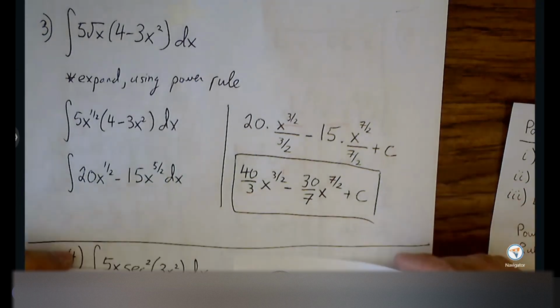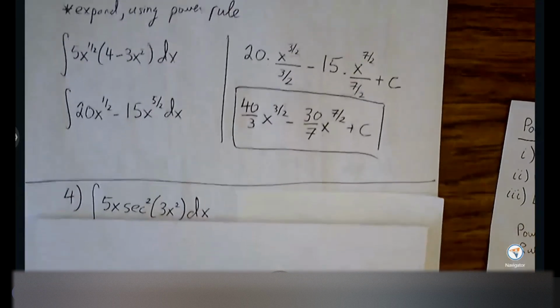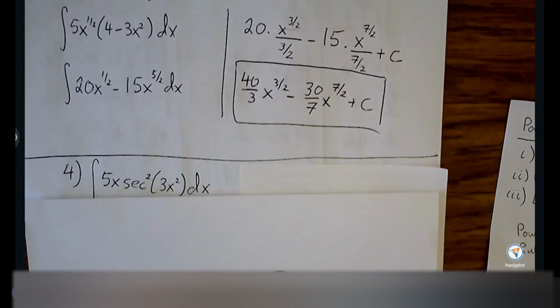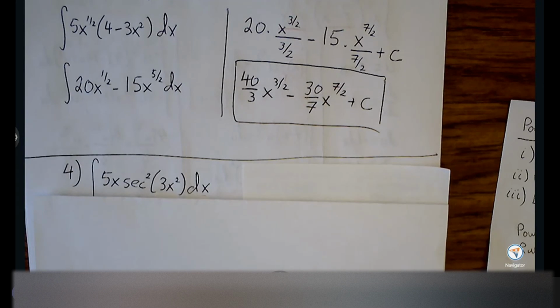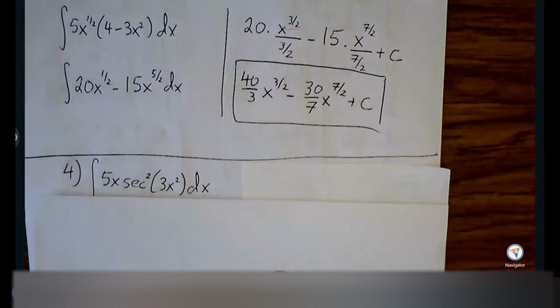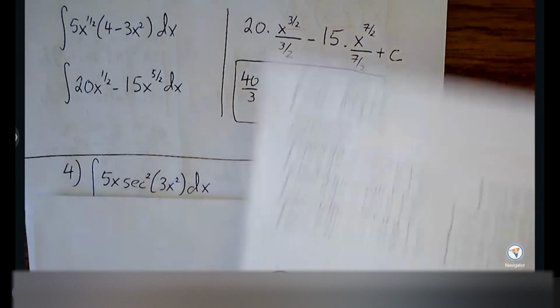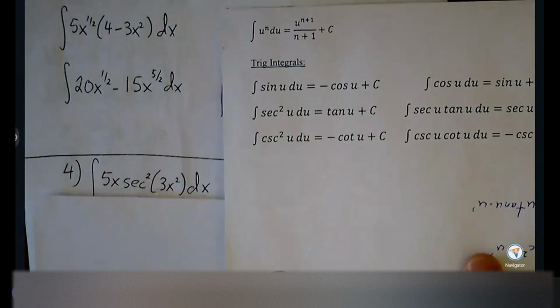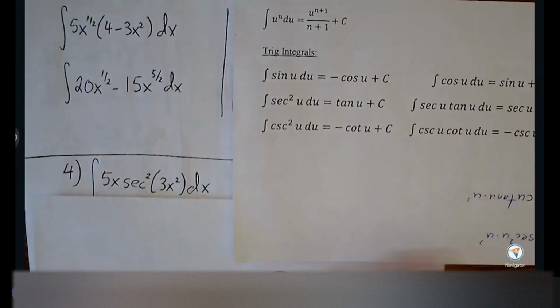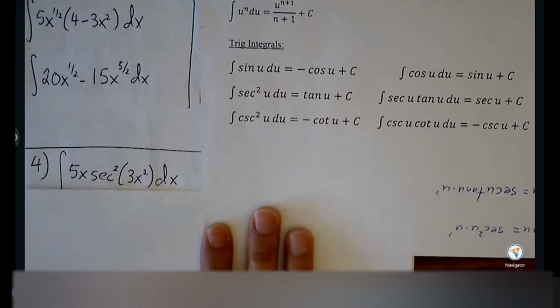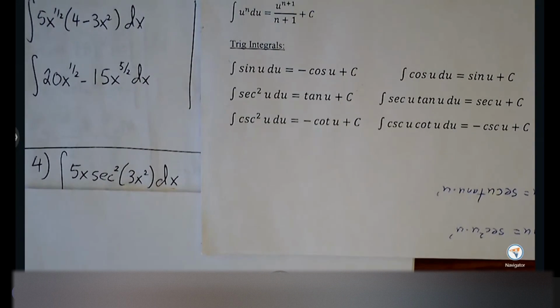Okay, here's number 4. Five x secant squared, 3x squared. All right, so one thing that stands out is we see some trig here. So we go to our trig rules and we ask ourselves, do any of these rules match? It's a little bit more complex than these rules, but maybe we see some foundational outline that we can work towards.